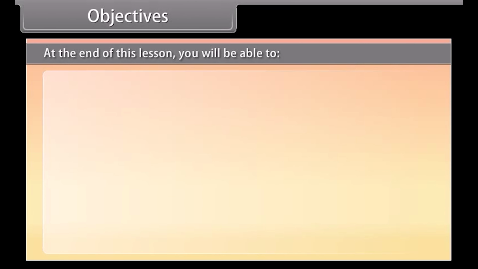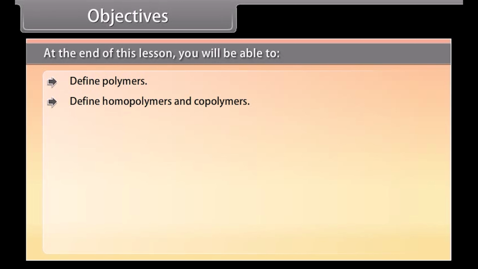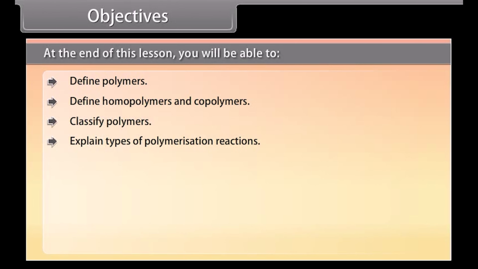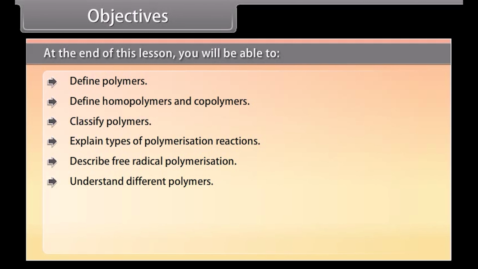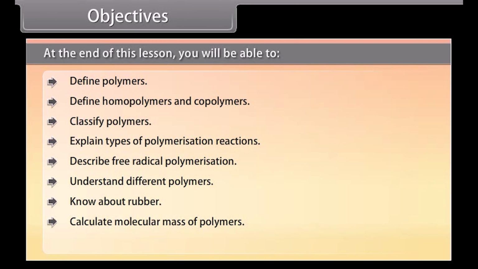Objectives. At the end of this lesson, you will be able to define polymers, define homopolymers and copolymers, classify polymers, explain types of polymerization reactions, describe free radical polymerization, understand different polymers, know about rubber, calculate molecular mass of polymers, and define biodegradable polymers.